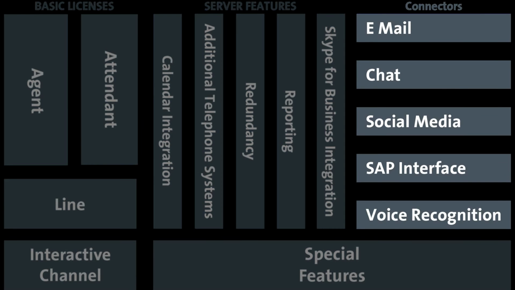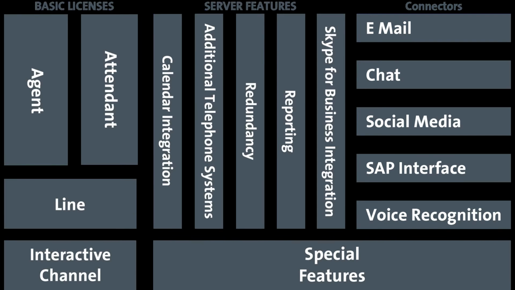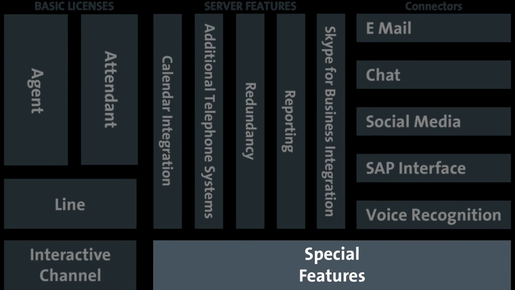Connector licenses permit samwin 7 to be tightly interwoven with prime communication and CRM solutions to accommodate email, chat, social media, voice recognition, and an SAP interface. Special feature licenses increase operational efficiency and permit call tagging, announcement packages, callback functions, black and white listings, outbound call centers, mobile phone integration, and door openers.